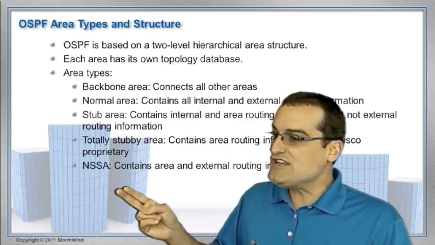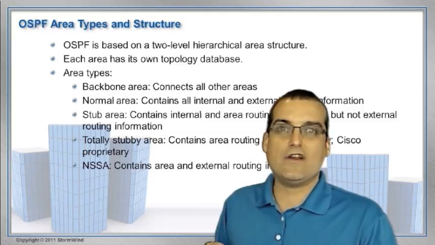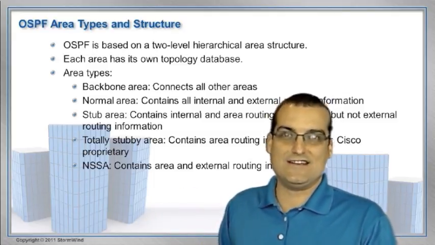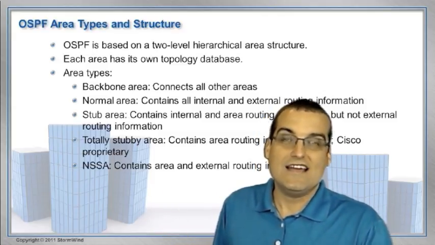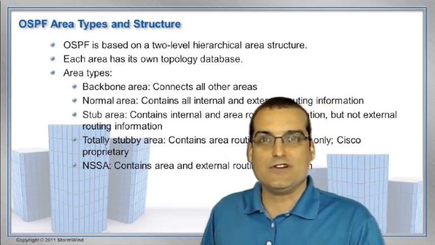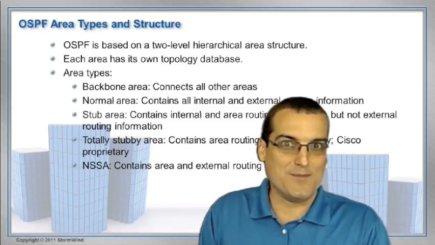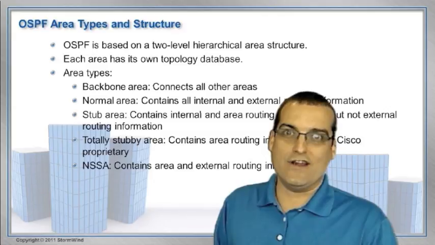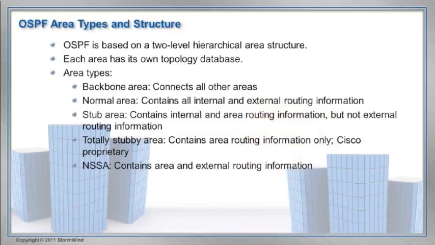And then the not-so-stubby area. We'll see how the not-so-stubby area is going to allow for some redistribution of prefixes through it into the OSPF domain. There's even another one that we'll discuss, and this sounds like a great example of an oxymoron, kind of like jumbo shrimp, but there's the totally not-so-stubby area, believe it or not. And the totally not so stubby area is something that we'll look at in this presentation as well.